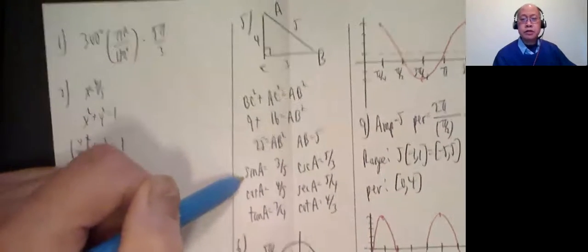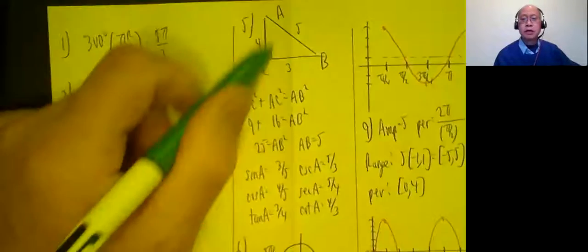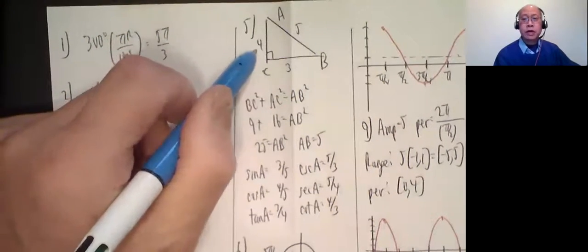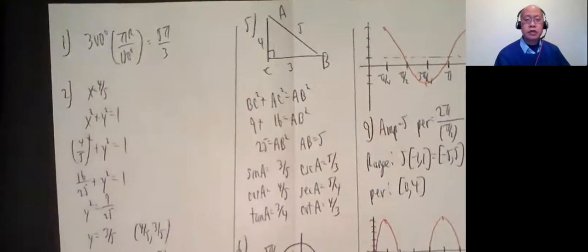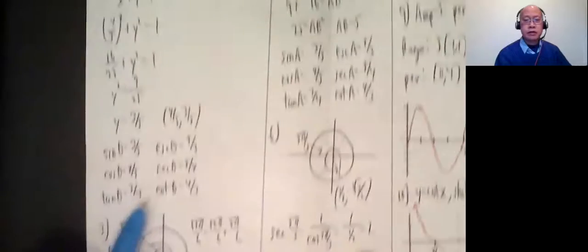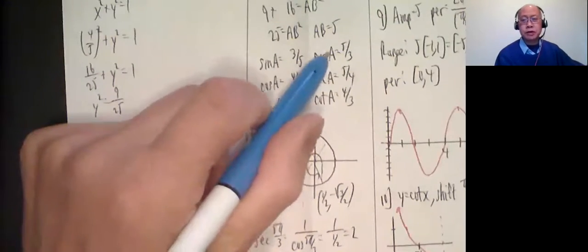Okay. So the sine of A, opposite over hypotenuse, is 3/5. Cosine of A, adjacent over hypotenuse, is 4/5. Tangent of A is 3/4. In case you were wondering, yes, the answers here are exactly the same as the answers here. So the reciprocals are the same also.